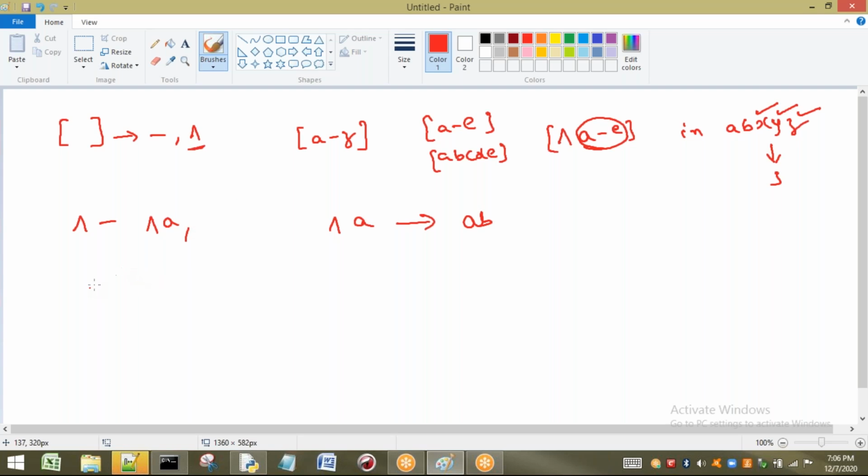Next, the dot operator. What does it indicate? Period. You can take any number of dots, there is no problem. We have observed the example also.